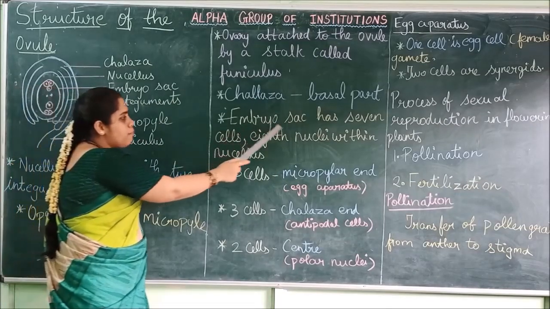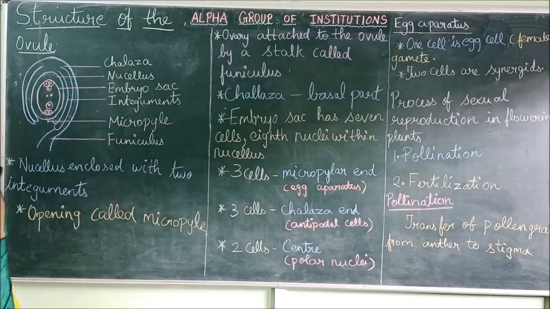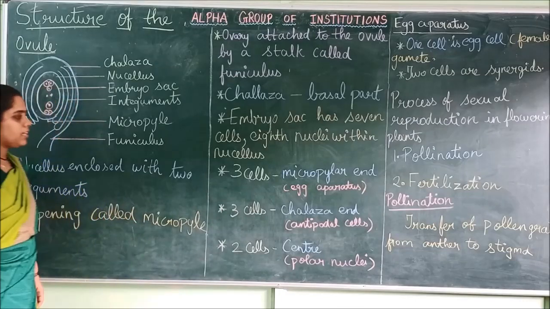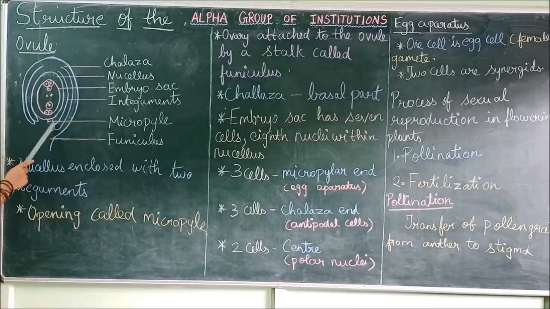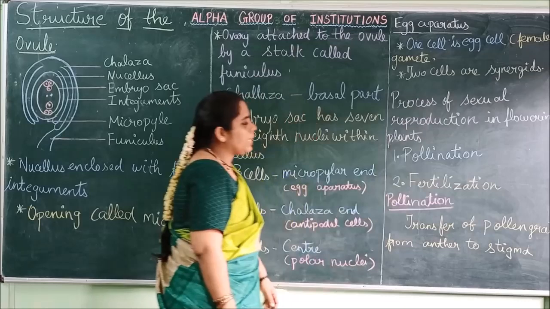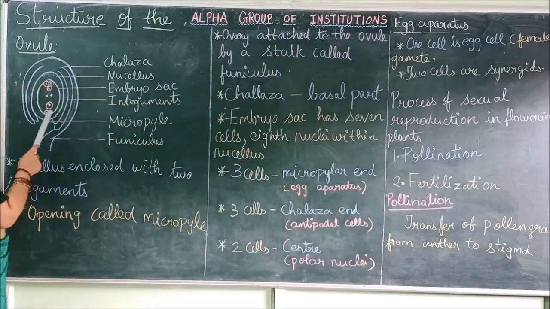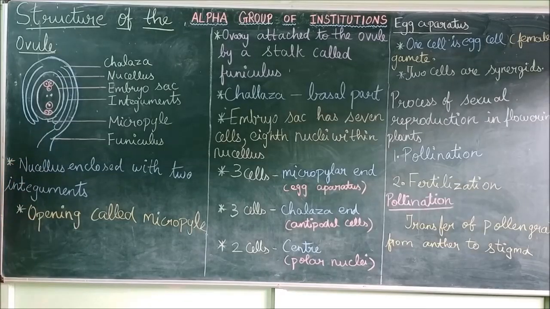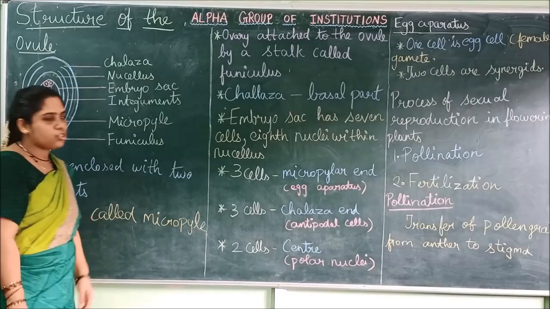Inside the embryo sac, 7 cells are present, and the 8th is present inside the nucellus. 3 cells will be present at the micropyle end. This is the egg apparatus, and these are the antipodal cells. They will give nourishment to the egg, and in the center are the polar nuclei. These two cells are called the polar nuclei. In the egg apparatus, 1 cell is the female gamete and 2 cells are synergids. Synergids will direct the pollen grains to fuse.